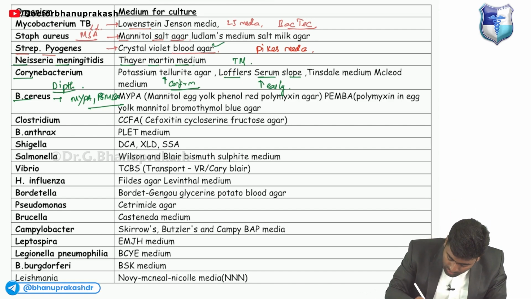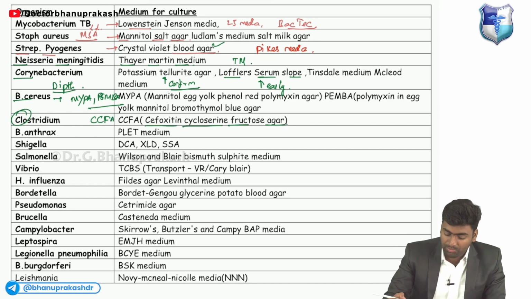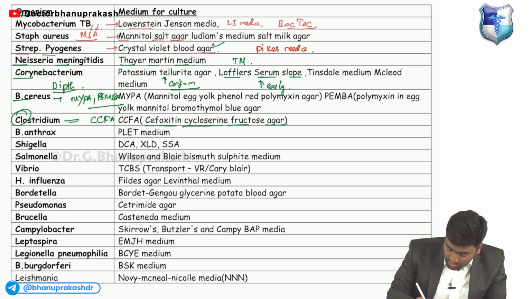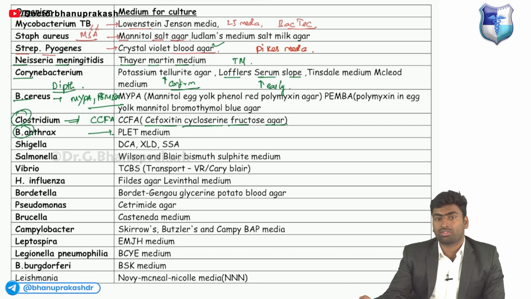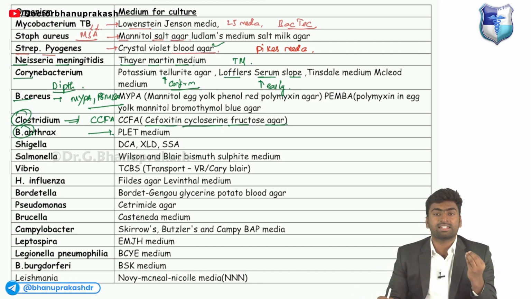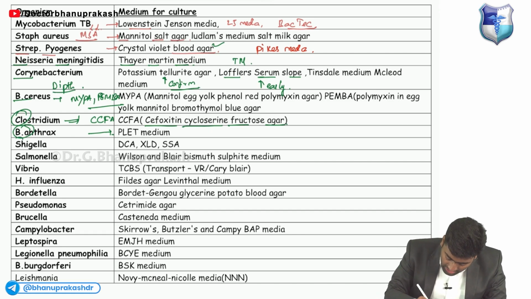Next, Clostridium. Remember, C for C, it is CCFA: cefoxitin, cycloserine, fructose agar. That is the Clostridium one. Next, Bacillus anthracis. I'll tell you one mnemonic for it also. Remember, it is the PLET plate medium we'll use. Then for Shigella we'll use Shigella and Salmonella agar, DCA and XLD.